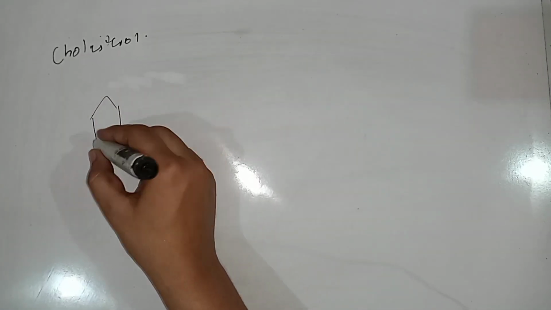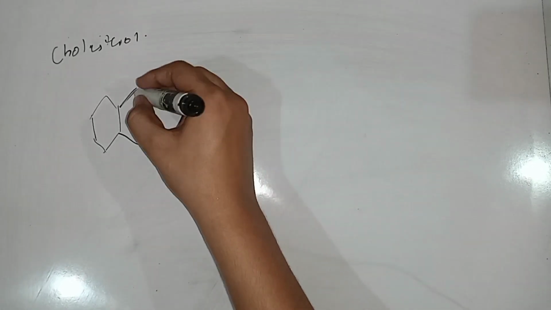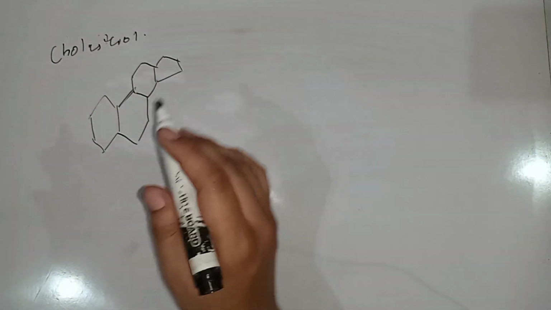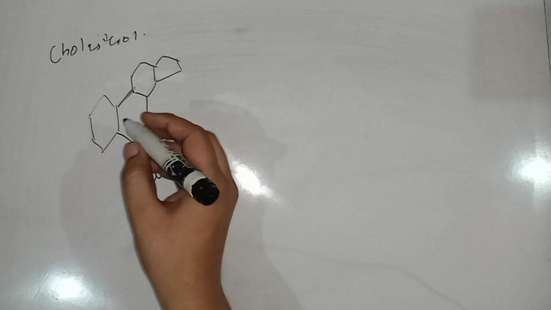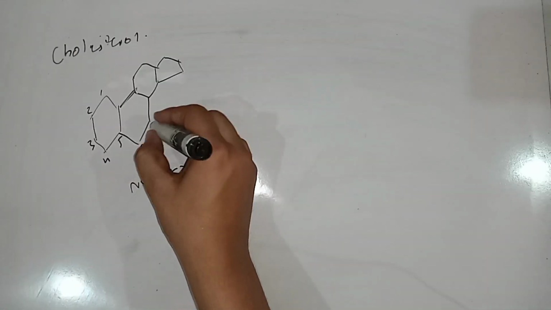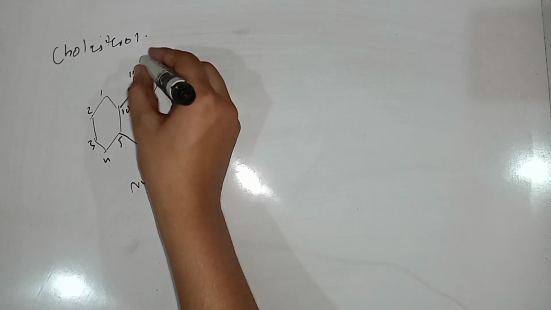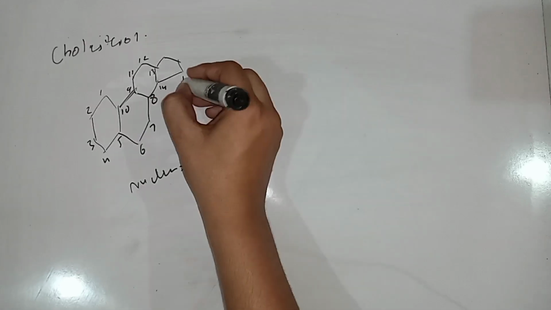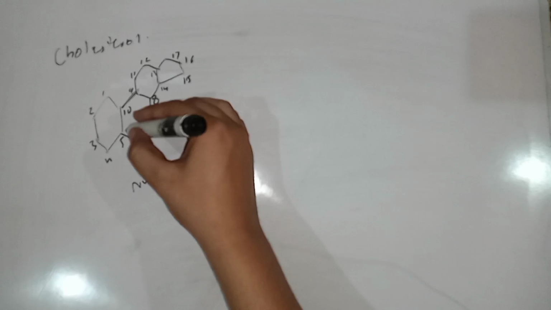It has a core of 4 rings, which I am trying to draw here. These rings are named A, B, C, D, and they form the nucleus of cholesterol. They are numbered 1, 2, 3, 4, 5, 6, 7, 8, 9, 10, 11, 12, 13, 14, 15, 16, 17. So they are numbered in this way, and between the 5 and 6 positions there is a double bond.